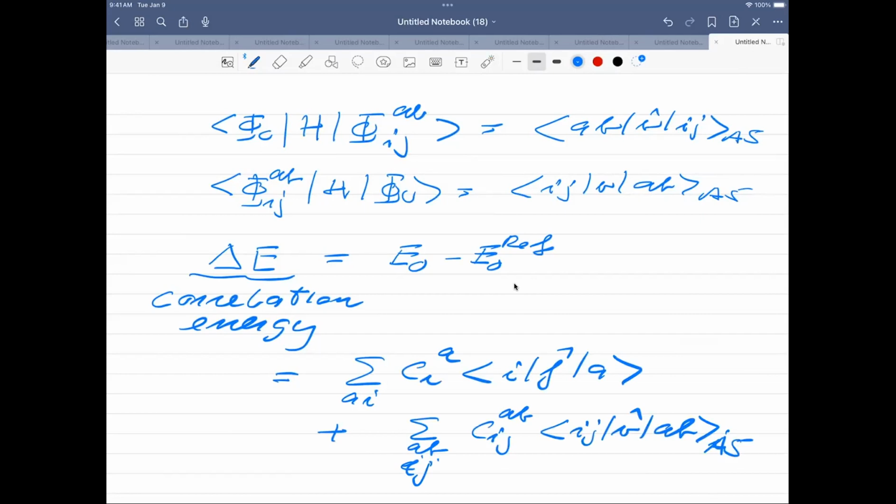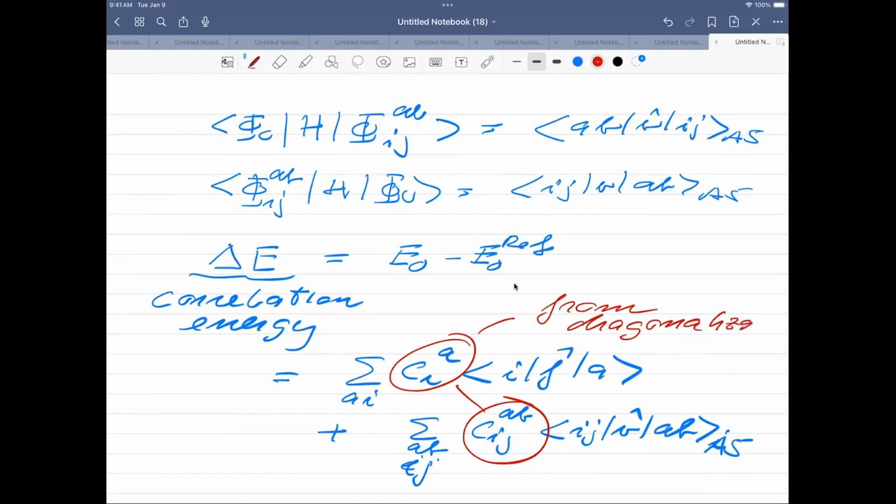And then the thing now is that obviously we don't know these coefficients unless we diagonalize. So when we diagonalize, we would get these coefficients. They would come from diagonalization. But if we don't have them, we could have some guesses, or we could use different many-body theories to actually find them.